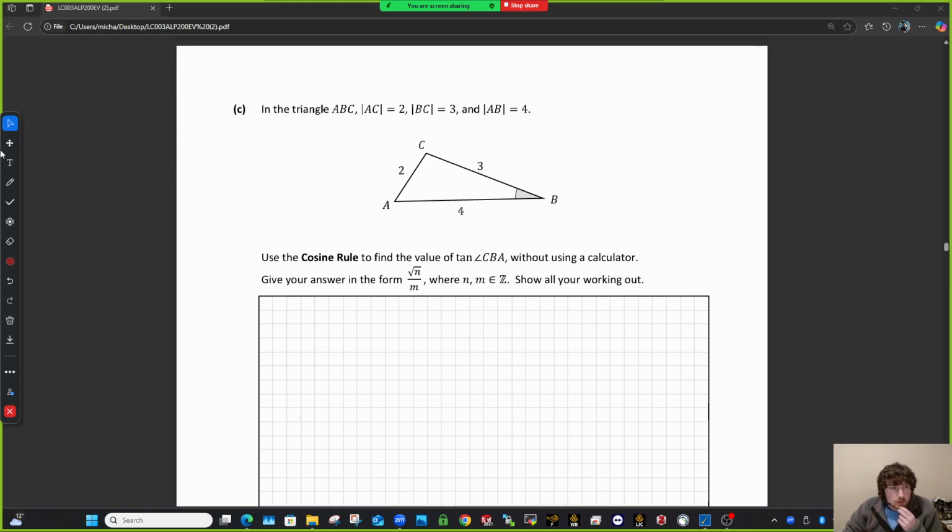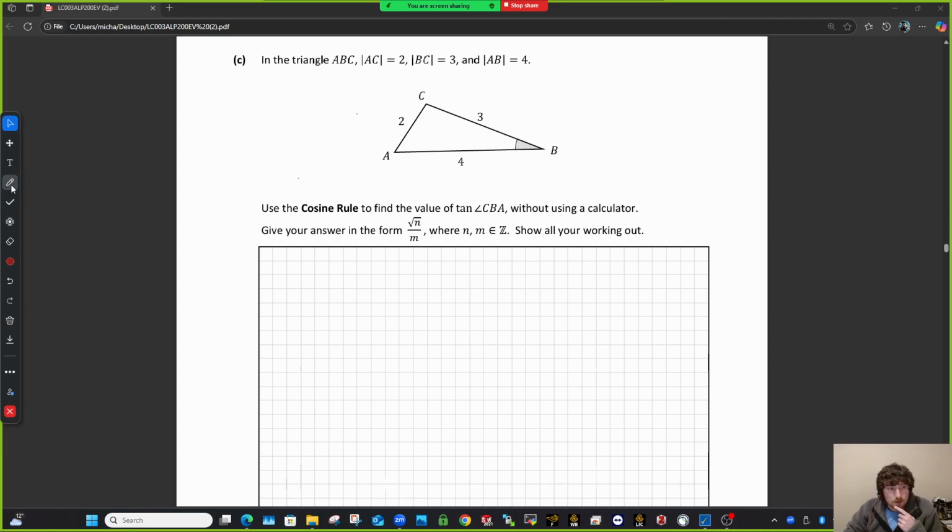This here, this was okay. Nothing wrong with this question. Most people will be able to use the sine rule, or the cosine rule, and then you have this instruction here not to use the calculator. So let's see how it goes.